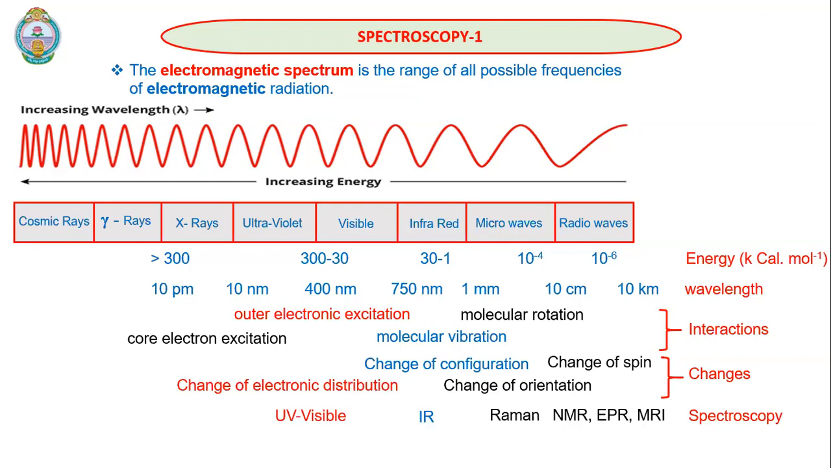core electrons will be excited. So when we are exposed to X-rays, what is happening? The core electrons in an atom or molecule are excited from the ground state to a higher state. That is why X-rays are very, very dangerous. The spectroscopy which utilizes X-rays is called XRD, X-ray diffraction spectroscopy.